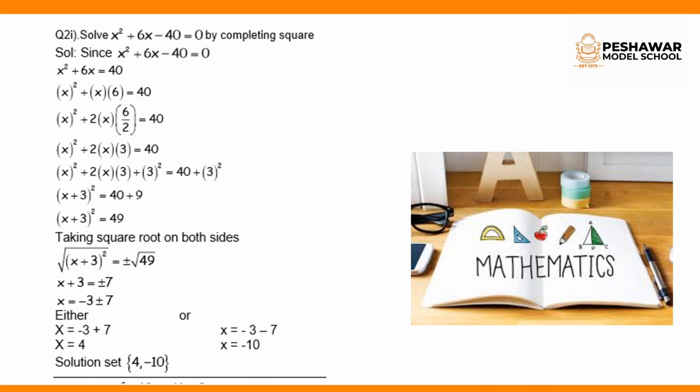So coming towards the example, we have given the example x square plus 6x minus 40 is equals to 0, and we have to solve it by completing square.